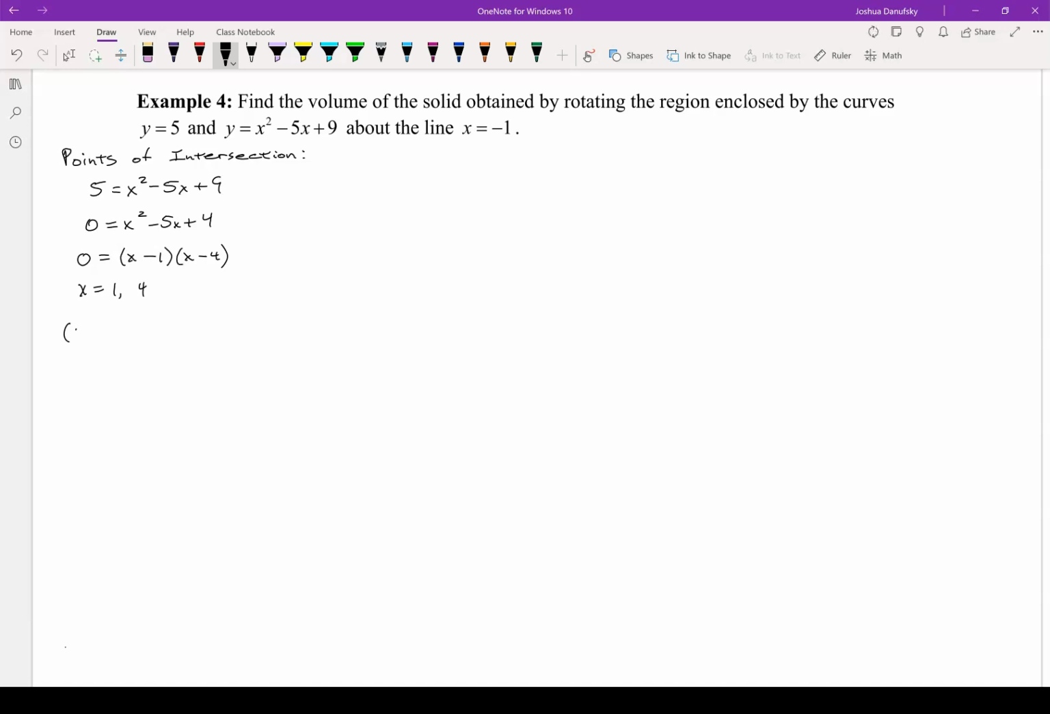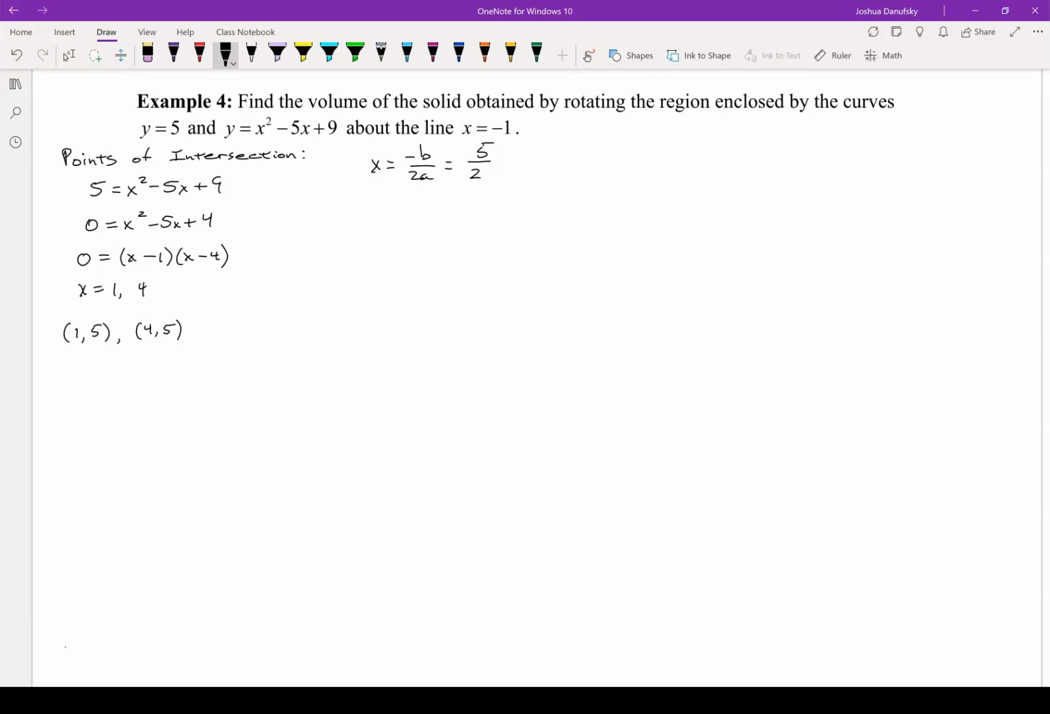So our points of intersection are (1, 5) and (4, 5). From there, to help us graph the parabola, let's go ahead and find the vertex. So that's going to be at negative b over 2a. In this case, b is negative 5, so we have negative of negative 5 in the numerator, and 2a is just 2 times 1, so we are at 5/2.